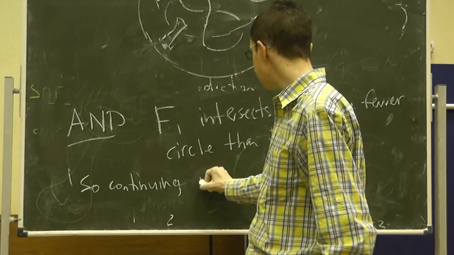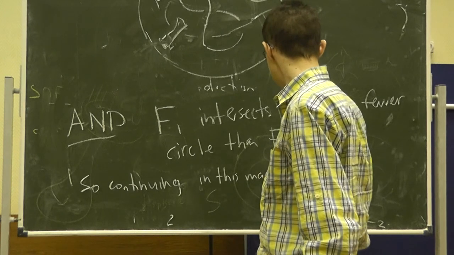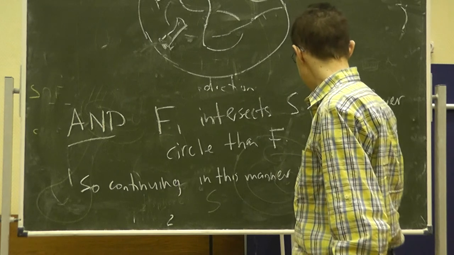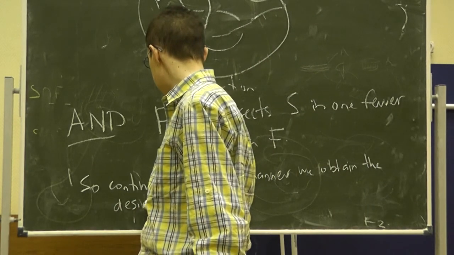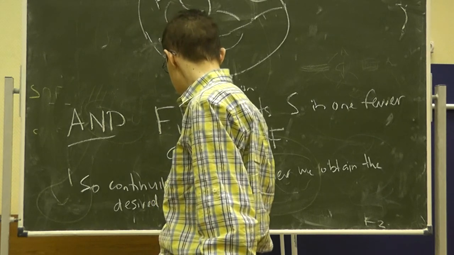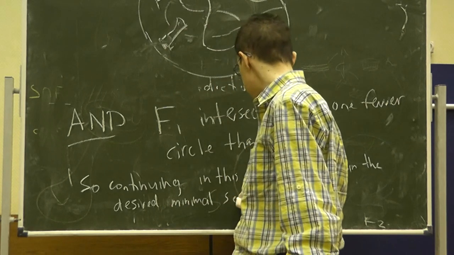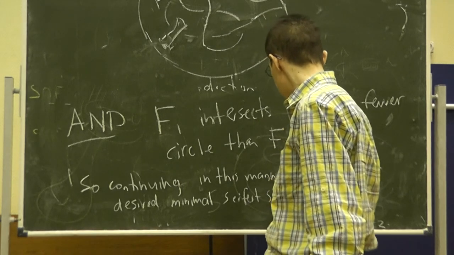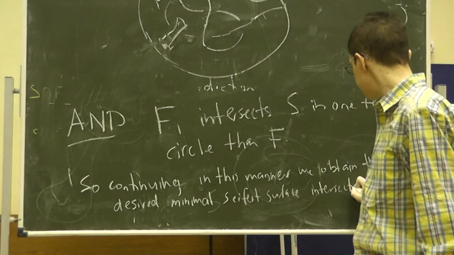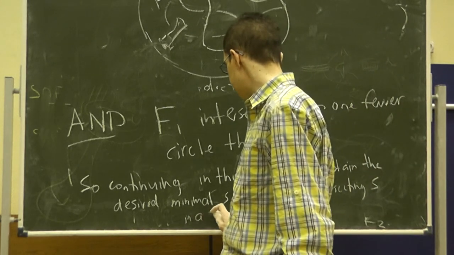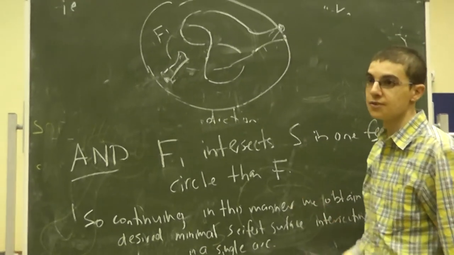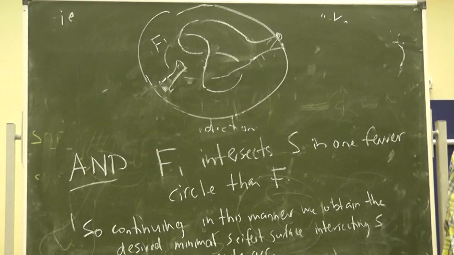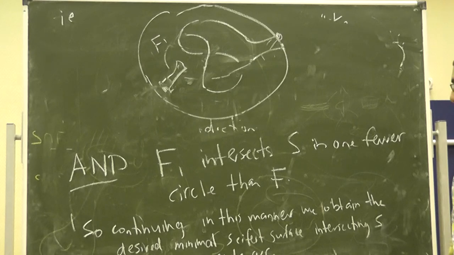So continuing in this manner, we obtain the desired Seifert surface. The minimal Seifert surface intersects the two sphere in a single arc. Okay, which was our goal, just to get a Seifert surface that intersected our two sphere in a single arc. And we showed earlier how that gave us the proof. I think maybe that's a good place to end.